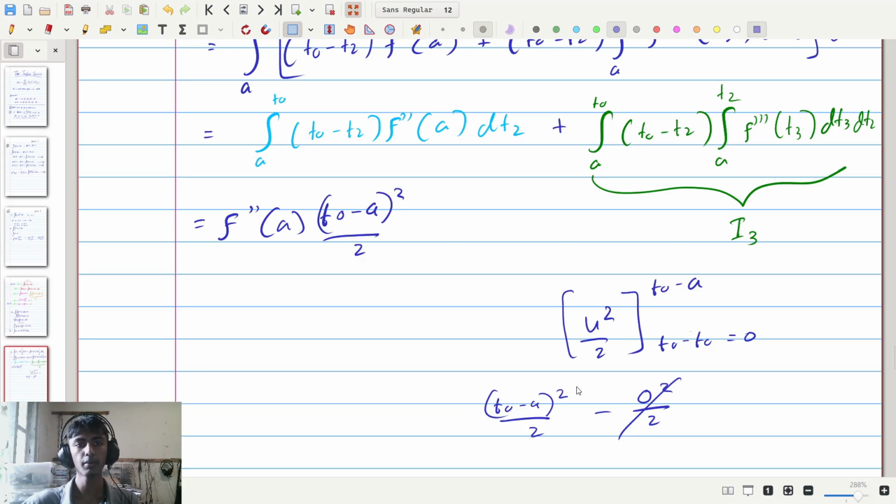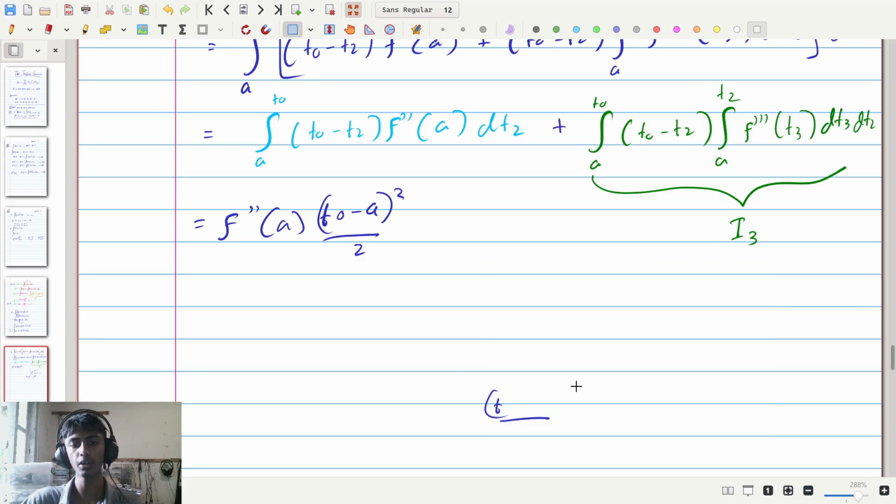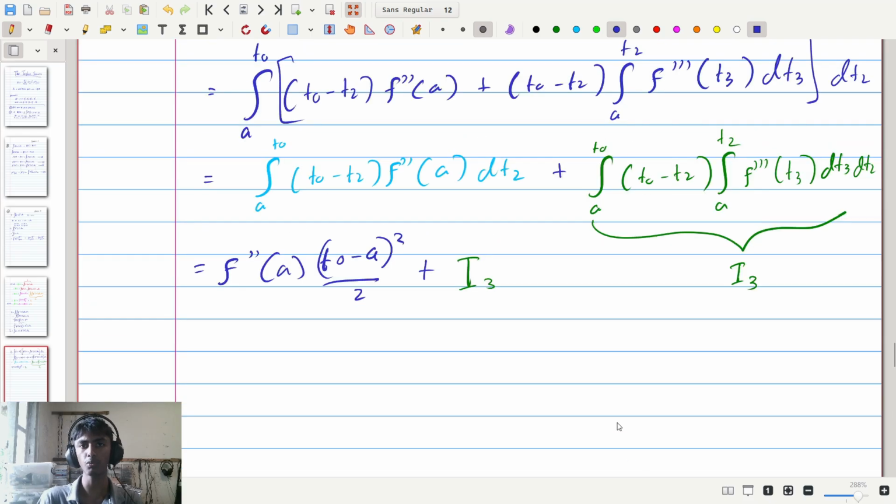And then plus the second part of this integral, which we are going to label now as I3 and move on to solve. We are only going to do one more of these cycles and then we are going to see the general pattern, and we are going to stop there and write this as a continuous sum. So we'll do this one more time.